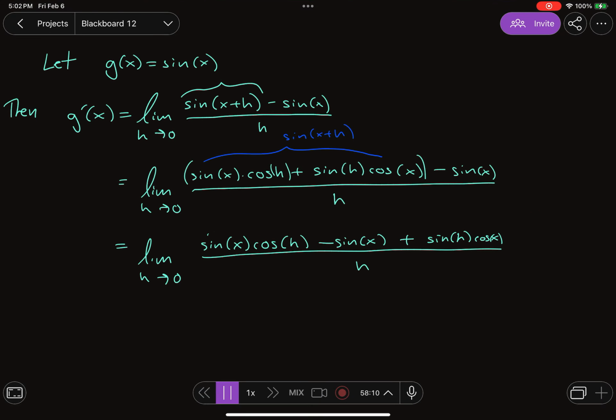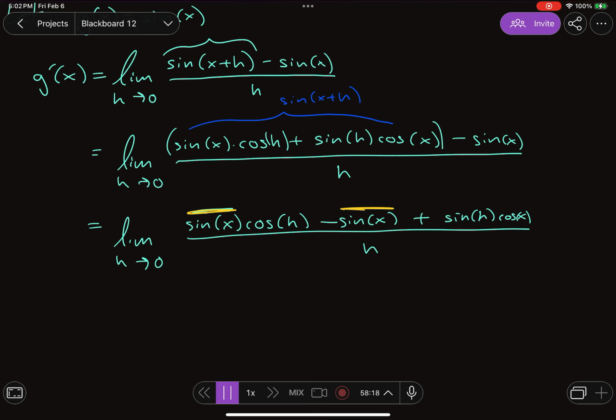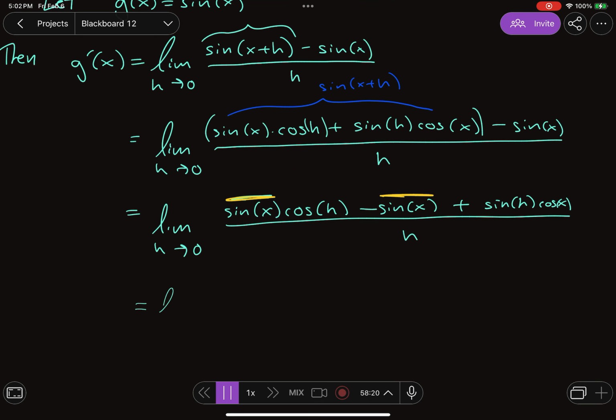I'm seeing a common factor here. We have this common factor of sine x in both of these things. So I'm going to undistribute it, factor it out. This is the same thing as the limit as h approaches 0 of the sine of x times the cosine of h minus 1 plus the sine of h times the cosine of x, all divided by h. This is all inside the limit, too. That's important to remember. This is the same thing.